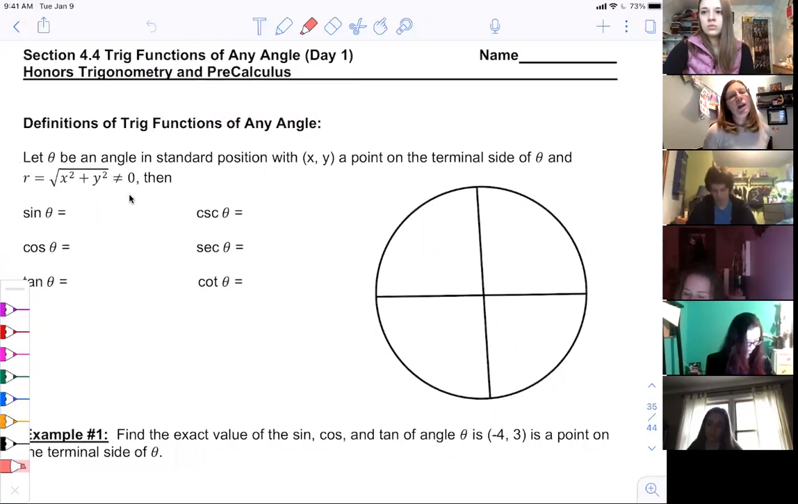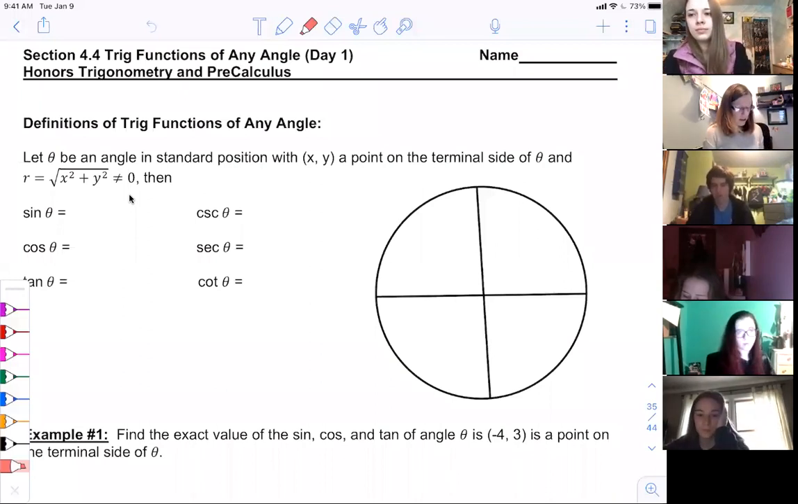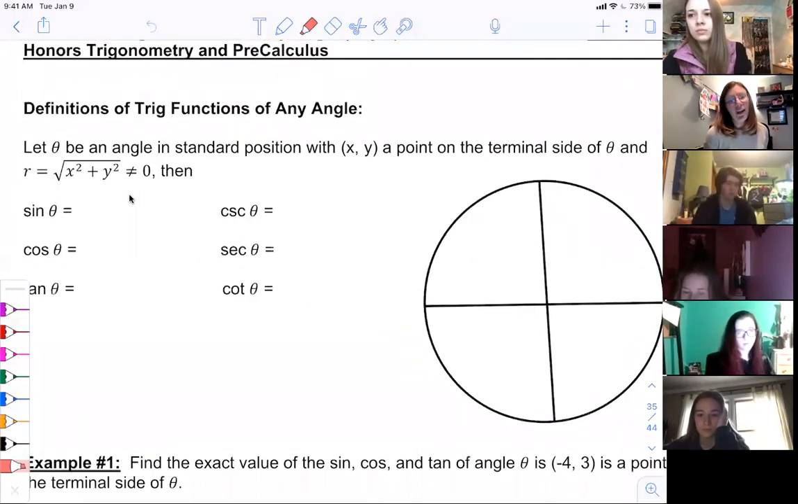So we've been defining trig functions. We define trig functions on the unit circle. And now we're going to define trig functions for any angle. The difference between the unit circle and any angle.